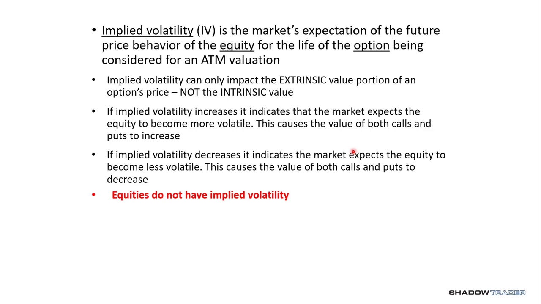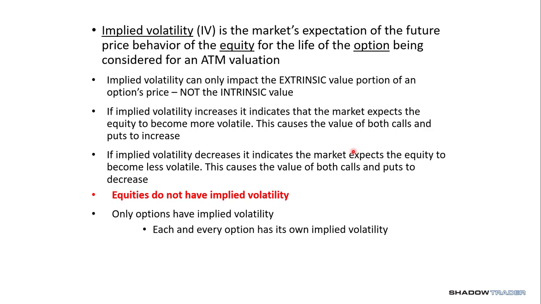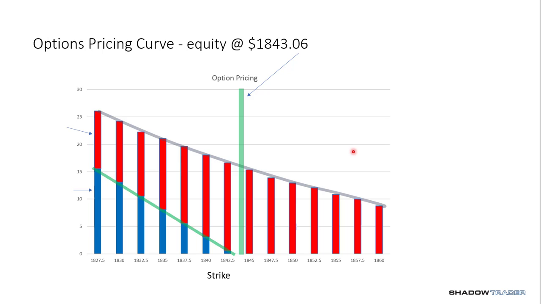Equities do not have implied volatility. Only options have implied volatility. Each and every option has its own implied volatility. Each and every strike has its own implied volatility. Each and every expiration and strike have their own implied volatility.